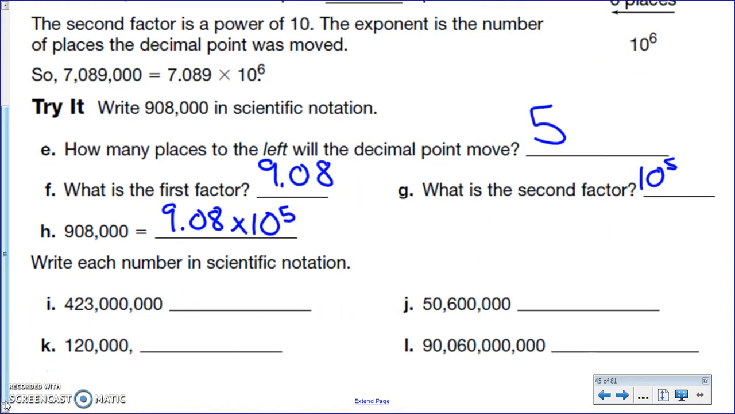Write each number in scientific notation. So starting with I, first thing we need to do is write the first factor. So it's going to be 4.23 because the decimal always goes after the first digit. And we know it's always times, so our multiplication symbol, and then we have a base of 10. And in this case, the decimal had to come from the end of the number to right behind the 4, so it came up 8 places. So that's going to be our exponent.